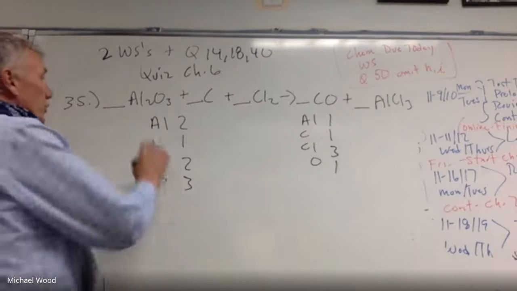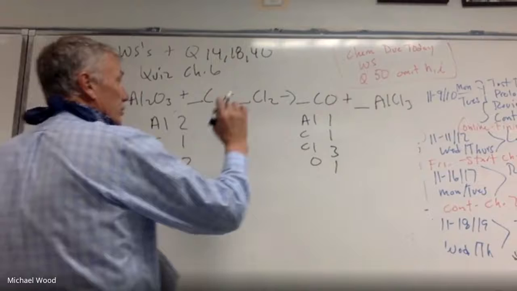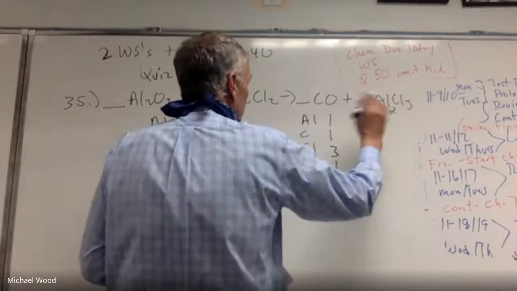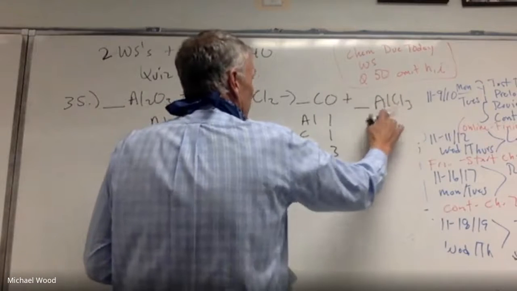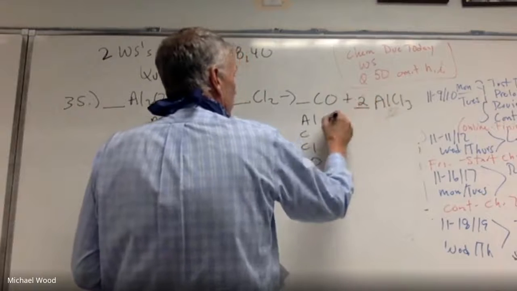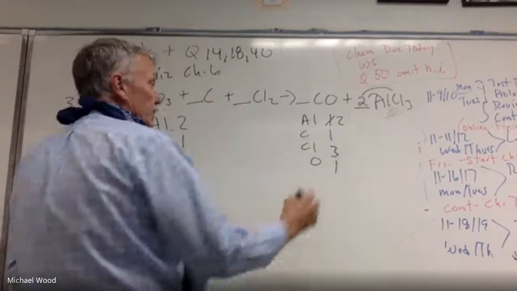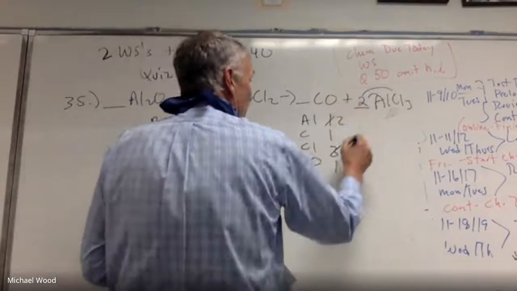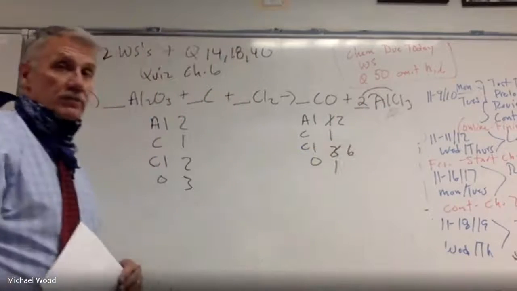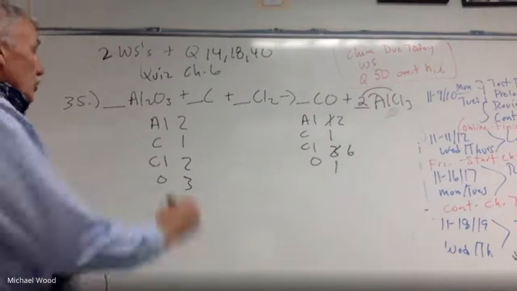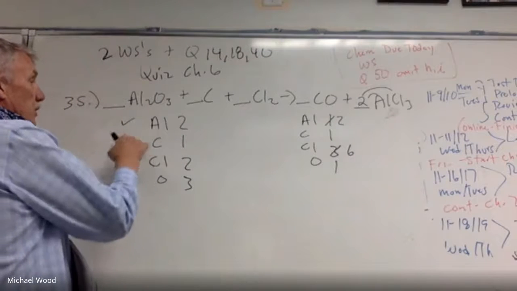So to balance aluminum, what I cannot do is put a 2 there. That's against the rules. So I've got to put a 2 here. And when I do that, this 2 distributes to chlorine as well. So that gives me 2 times 3. You multiply, you don't add. So I have 6 chlorines. Okay, so aluminum is balanced. Carbon is balanced.